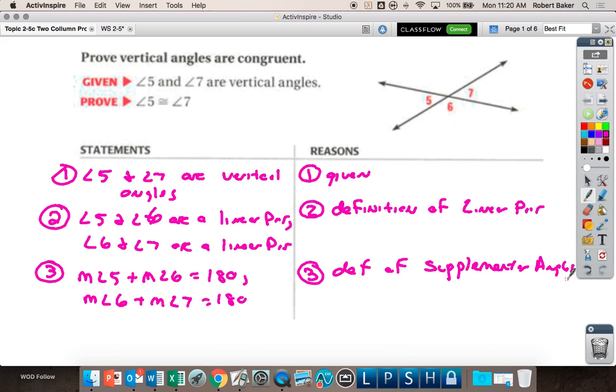The definition of supplementary angles. Now what can you say? Go ahead. The measure of angle 5 plus the measure of angle 6 is equal to the measure of angle 6 plus the measure of angle 7. Good job.